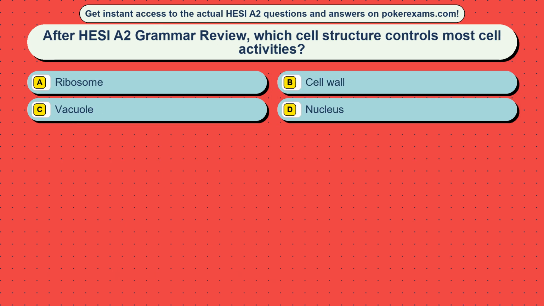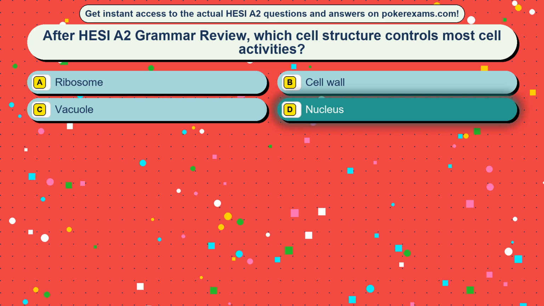Question 26. After HESI A2 Grammar Review, which cell structure controls most cell activities? Option A, ribosome. Option B, cell wall. Option C, vacuole. Option D, nucleus. The correct answer is option D, nucleus.